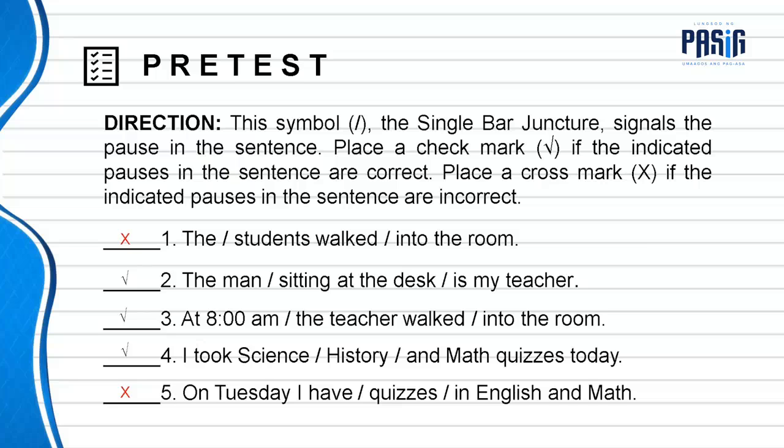That sounds better, right? In number 5, you can separate the sentence into 2 or 3 thought groups. So you can read it as, on Tuesday, I have quizzes in English and math. Or you can read it as, on Tuesday, I have quizzes in English and math. Later, we'll explain to you how or where we are going to place the pauses in each sentence.